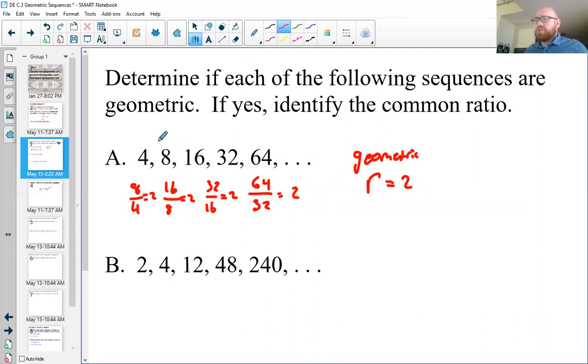We can also show this as you go from 4 to 8, it's times 2. As you go from 8 to 16, it's times 2 again, then times 2 to get to 32, times 2 to get to 64.